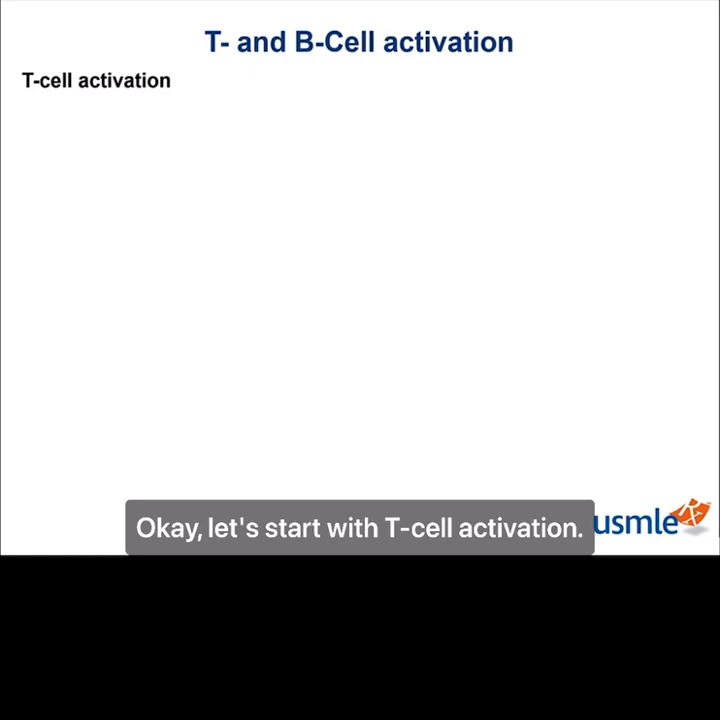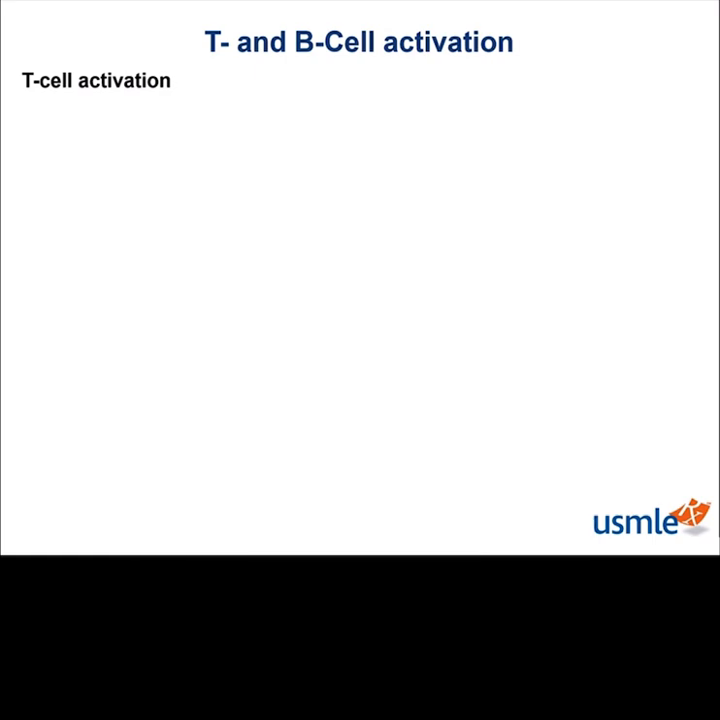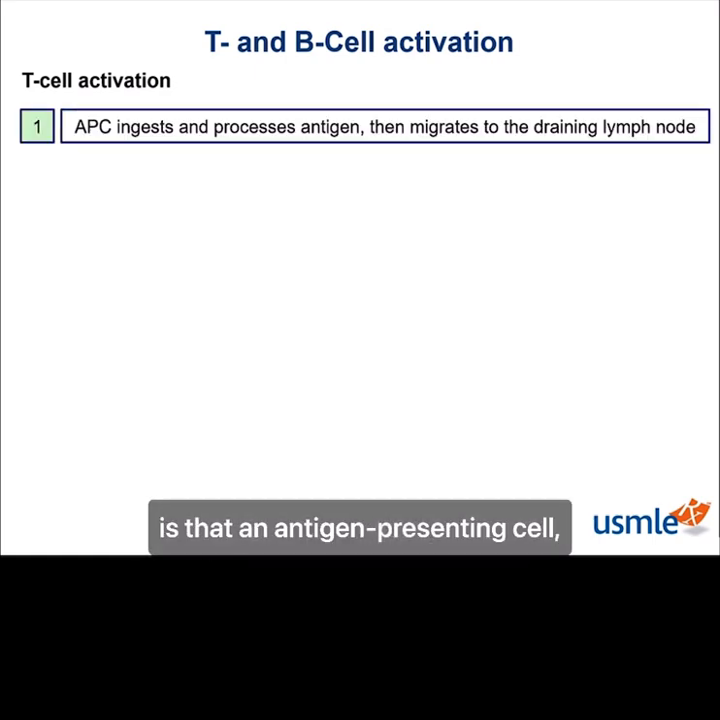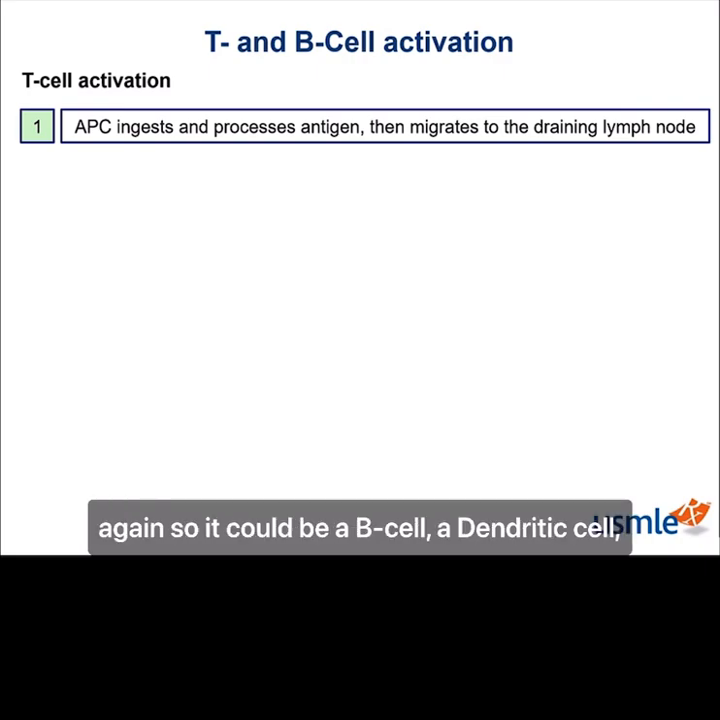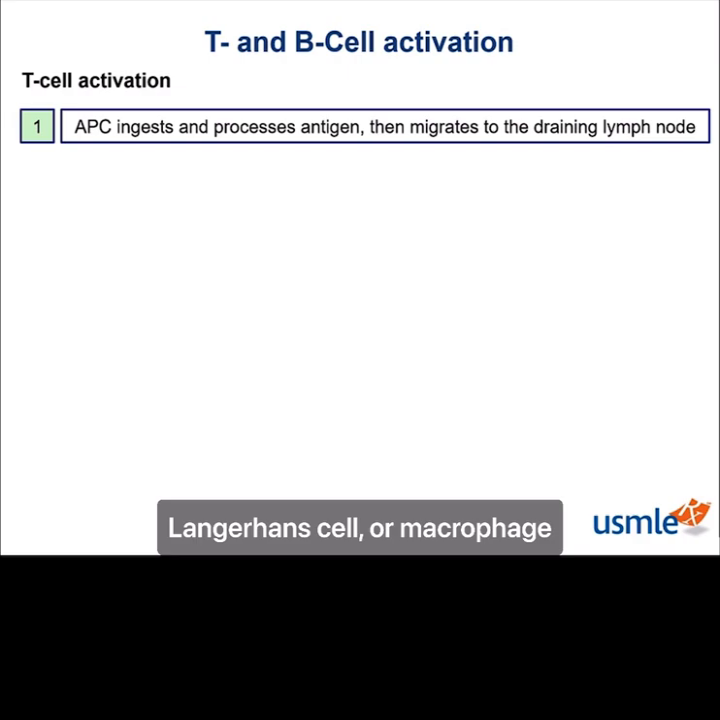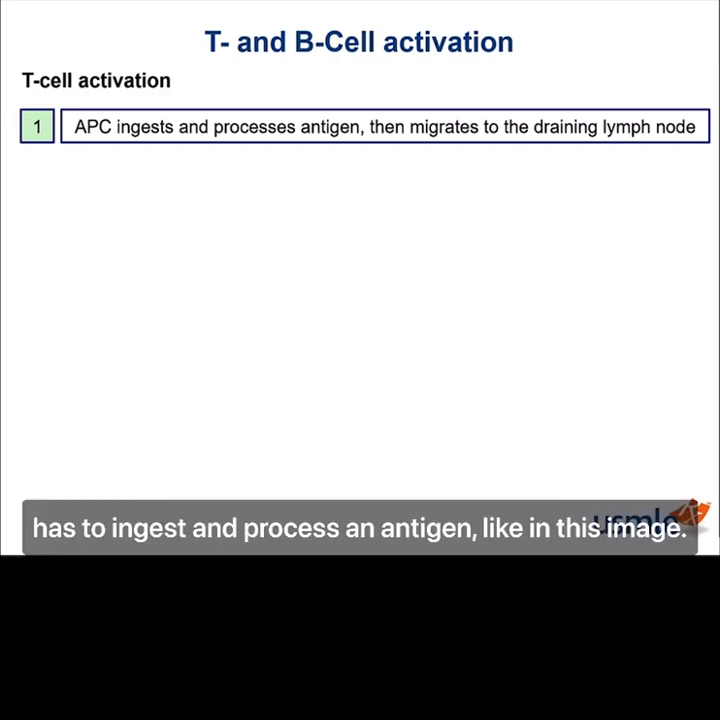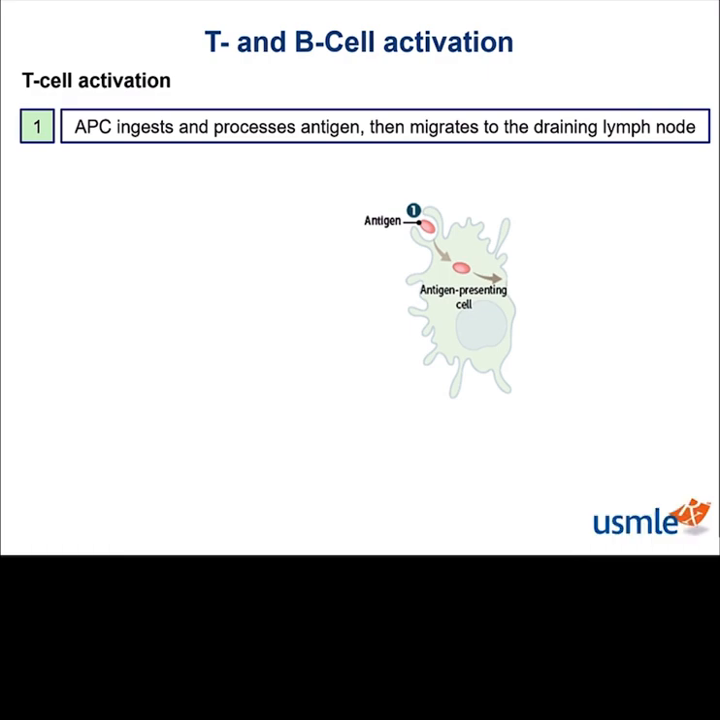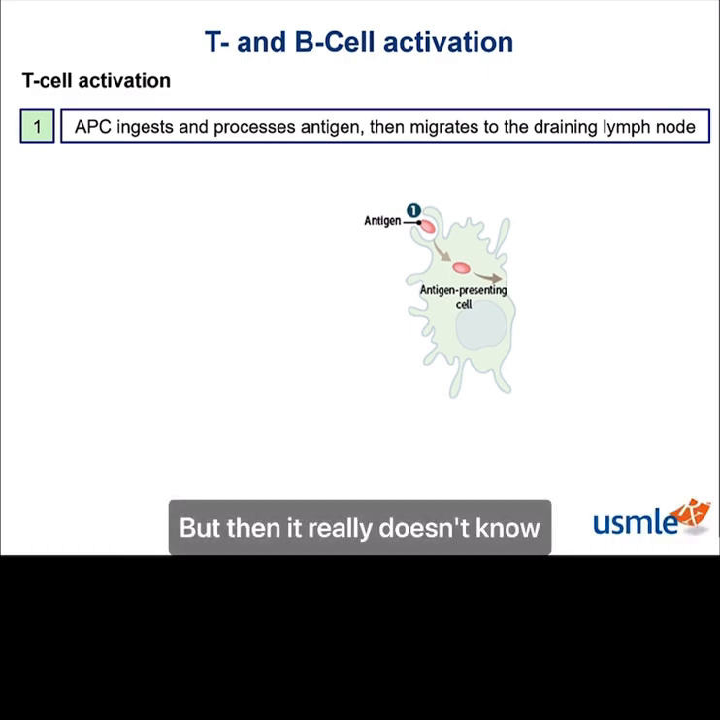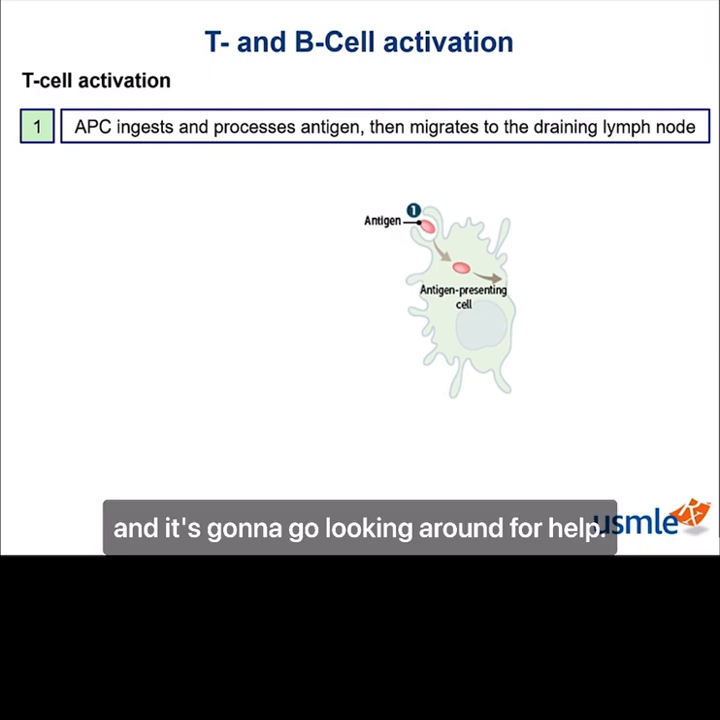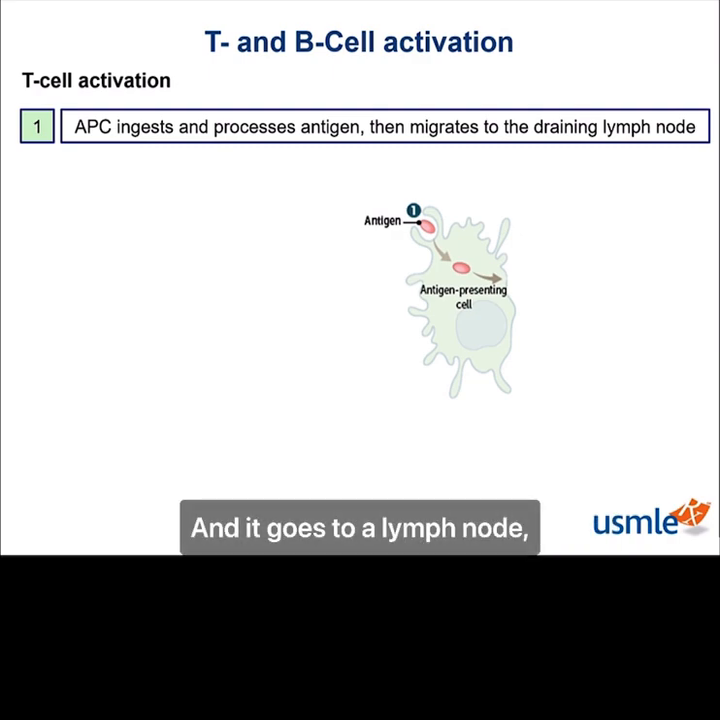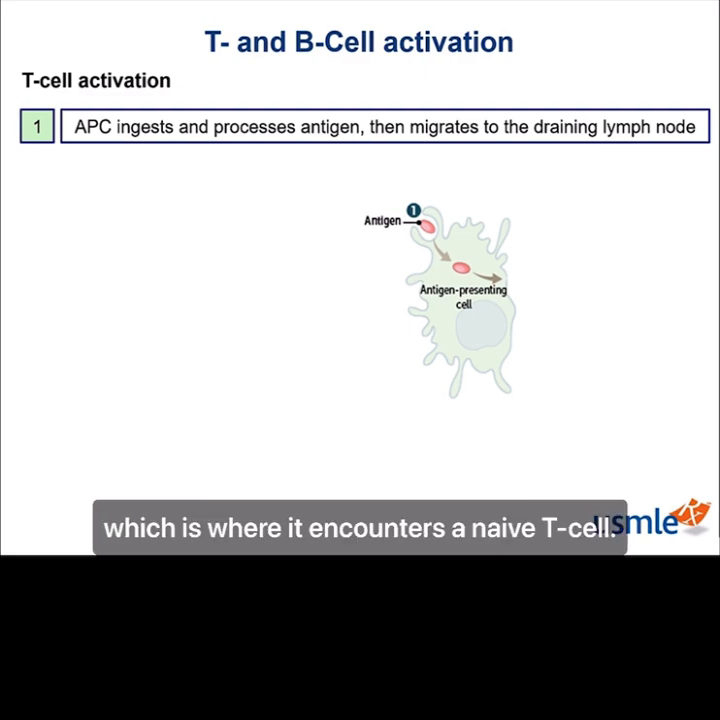Okay, let's start with T cell activation. The first step in this process is that an antigen-presenting cell, again, so it could be a B cell, a dendritic cell, Langerhans cell, or macrophage, has to ingest and process an antigen, like in this image. But then it really doesn't know what to do with that antigen, and it's going to go looking around for help. And it goes to a lymph node, which is where it encounters a naive T cell.